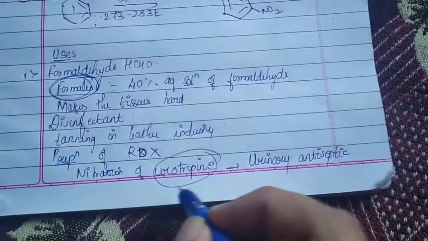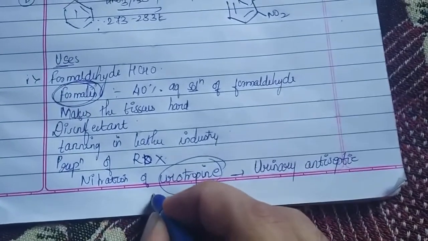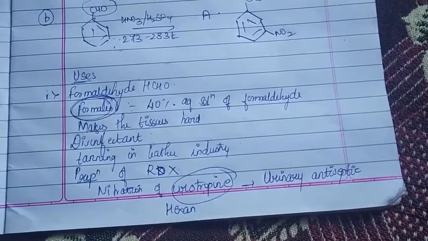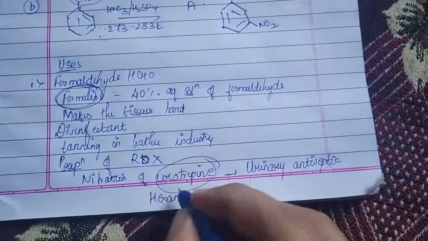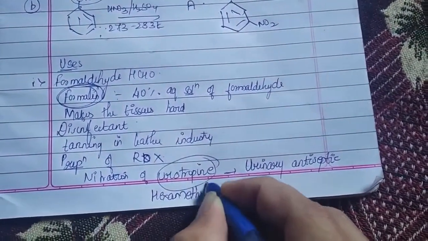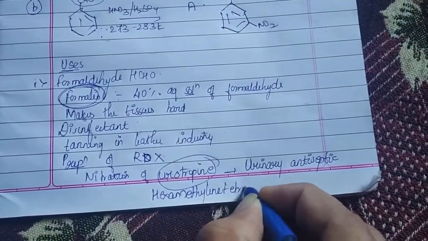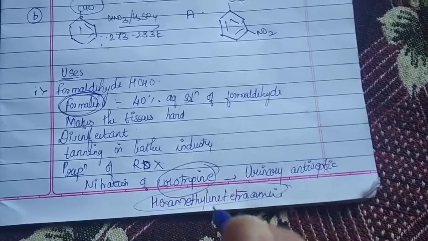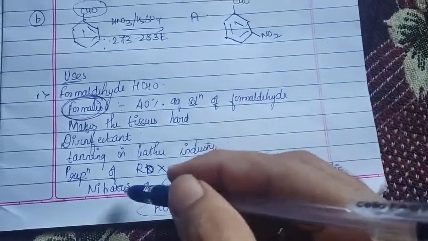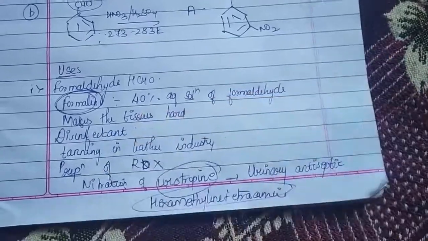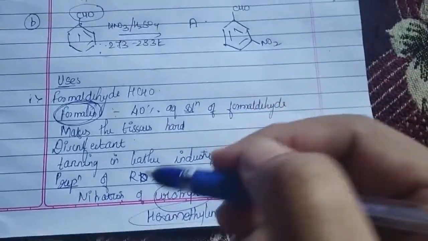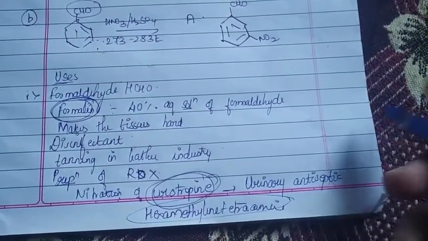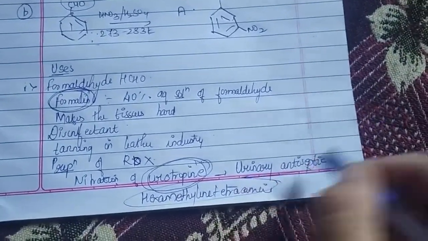If you want urotropin in its IUPAC name, I hope it is hexamethylene tetraamine. So this urotropin is actually hexamethylene tetraamine. When you do the nitration of this, you will get our RDX. Getting to know. But the interesting fact is that what you are nitrating is a medicine or a drug, which is used as a urinary antiseptic.